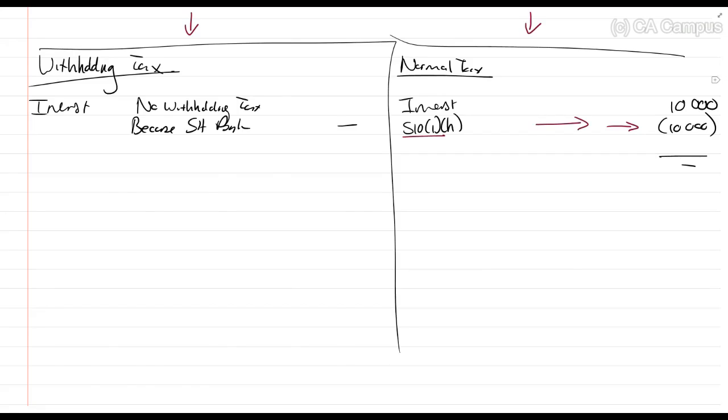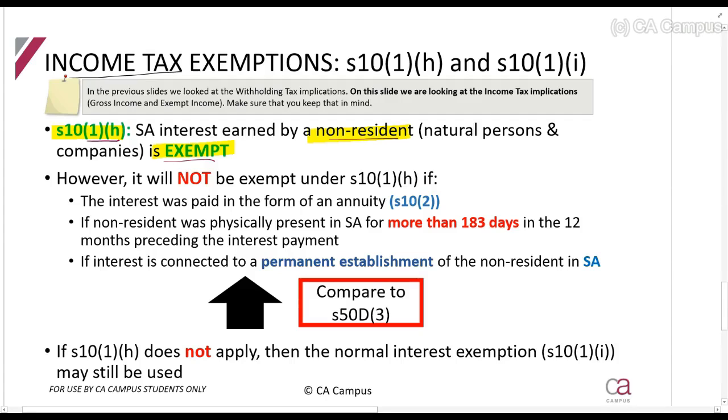Okay, now it gets interesting. However, it will not be exempt if, first, the interest was paid in the form of an annuity. This is something that we saw also for section 10(1)(k), the dividend exemption, if it's paid in the form of an annuity. Okay.